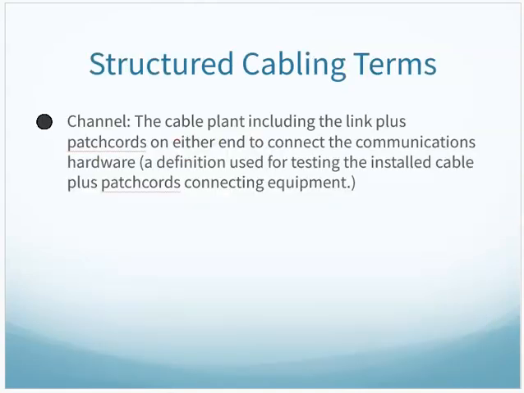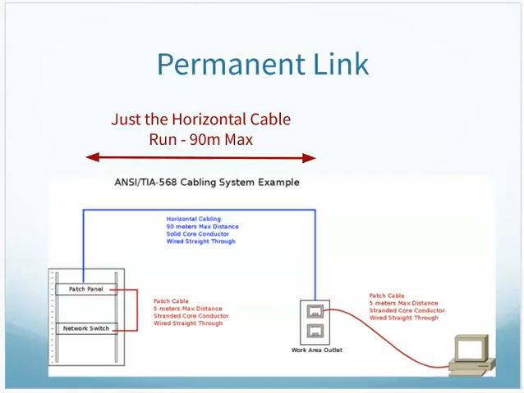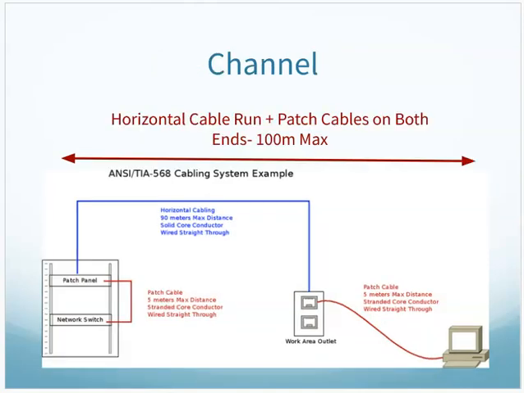Meanwhile, the channel, when they say a channel, this now includes the patch cables on each end. Okay, so the channel has the 90 meters here for the horizontal cabling, but also includes this patch cable and also includes this patch cable. That is your channel. This comes into play when we start certifying cabling later. We can actually run a certification that does the permanent link, or we can run a certification that does the channel. And the channel is going to include the patch cables on each end.